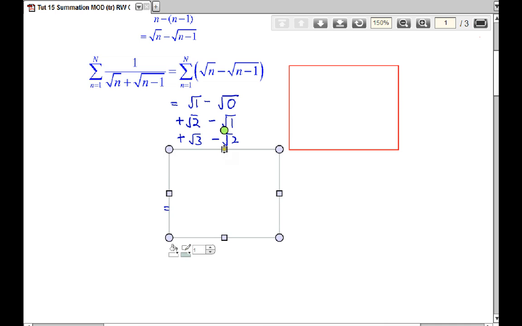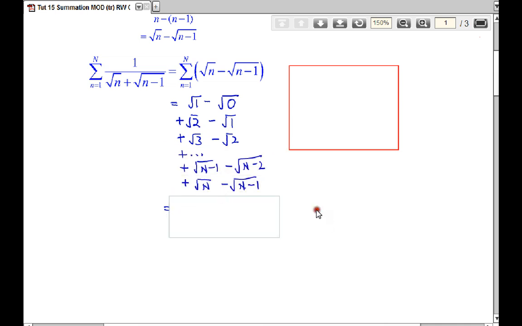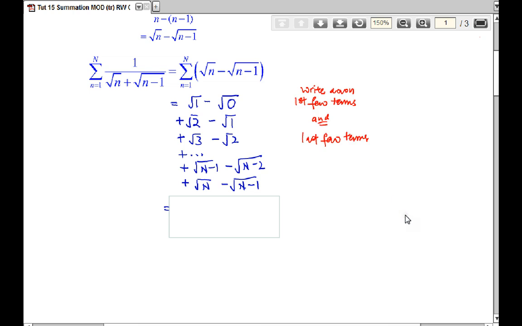And of course, we must put dot dot dot and the last few terms. So at least write down first few terms and last few terms. Then you can see the pattern of cancellation, which is then very simple. This way, this way, this way goes, this way goes, and this way goes. And you get root n. Sure. Done. Simple enough. Okay, this part is the easy part, am I right?